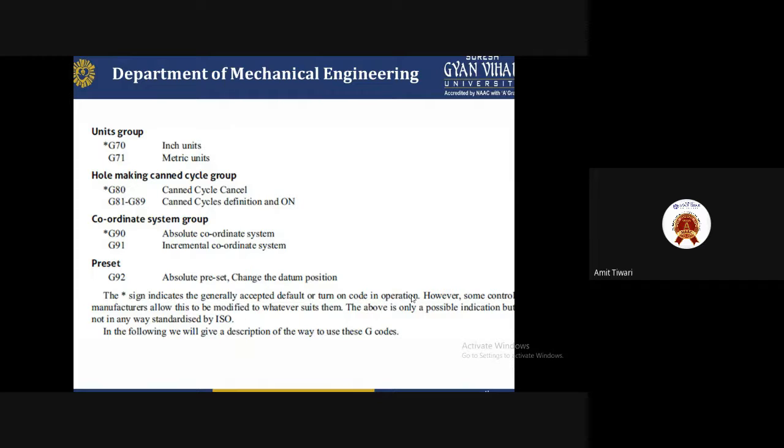Second is the coordinate system group. In the coordinate system group, G90 means absolute coordinate system and G91 means incremental coordinate system. Next is G92, which is the absolute preset and changes the datum position.